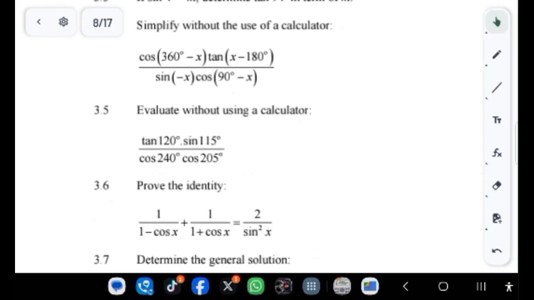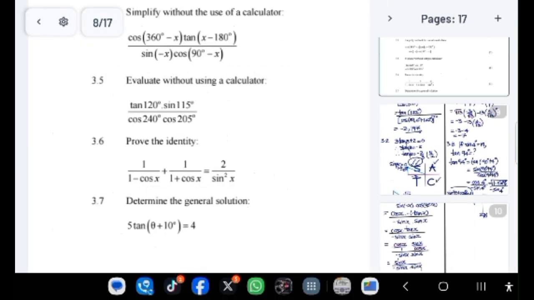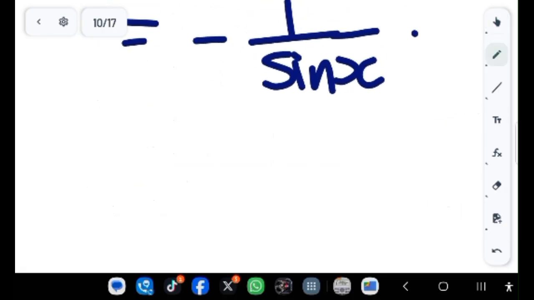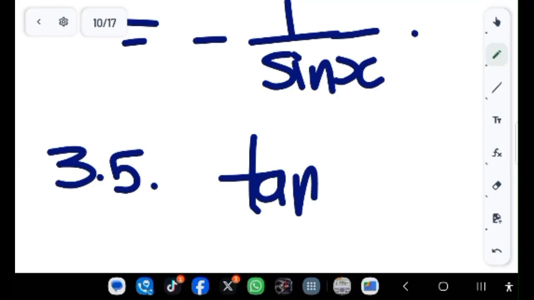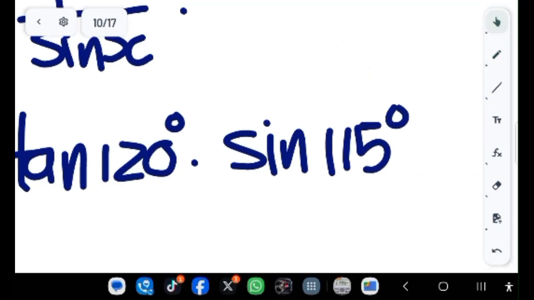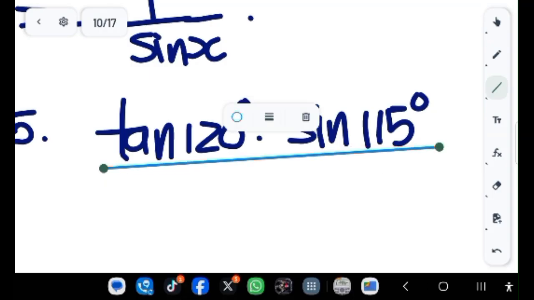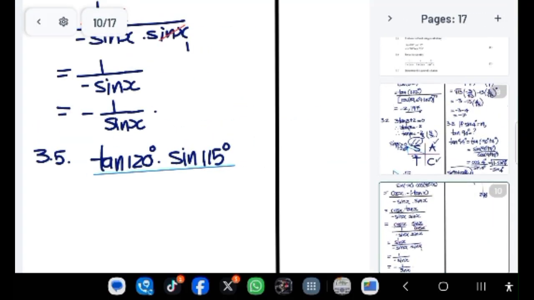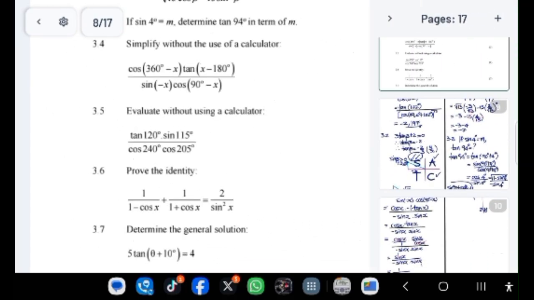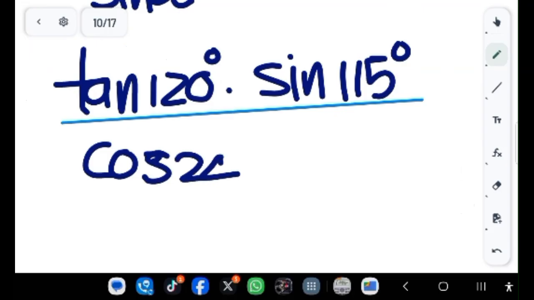Evaluate without using a calculator. So we've got tan of 120 times sine of 115, all over cos 240 times cos 205.